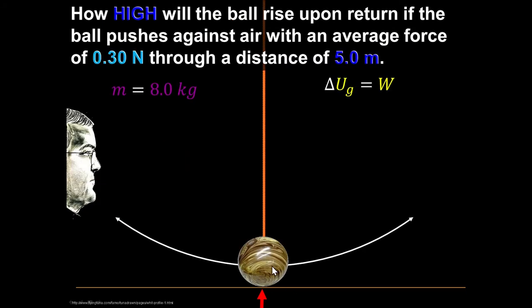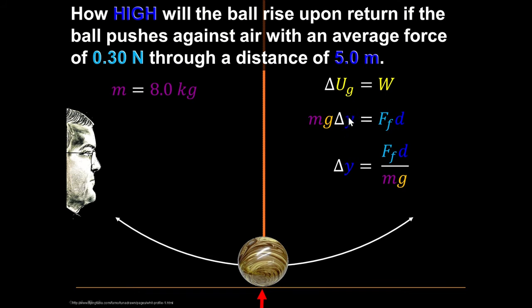All right, let's do this one. Let's say that we pull this ball back to our chin up here, and we want to figure out how high it will come when it comes back. Okay, so how high will the ball rise upon return if the ball pushes against air with an average force of 0.3 newtons, tiny amount of air resistance as it moves through the air, but as it goes a distance of 5 meters. So from your chin, it's going to go 2.5 meters that way and 2.5 meters back, a total of 5 meters. Okay, the change in potential energy, gravitational potential, is going to equal work.